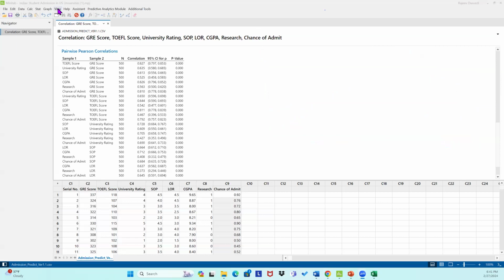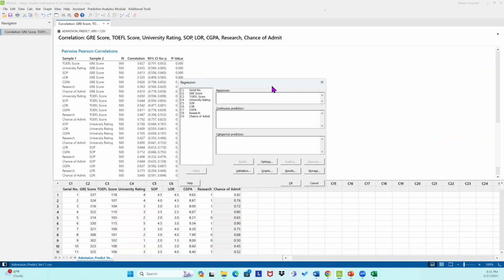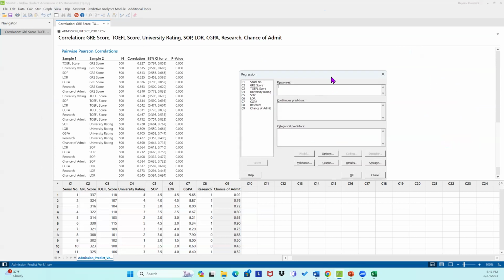There are many regressions. We are not going into all of them, and we can't do that in a 6-week course. However, we are simply going into the fit regression model, which is the ordinary least squares model. Now this is the window. Here the response means the dependent variable, and chance of admission is dependent. Now, what are the independent variables?